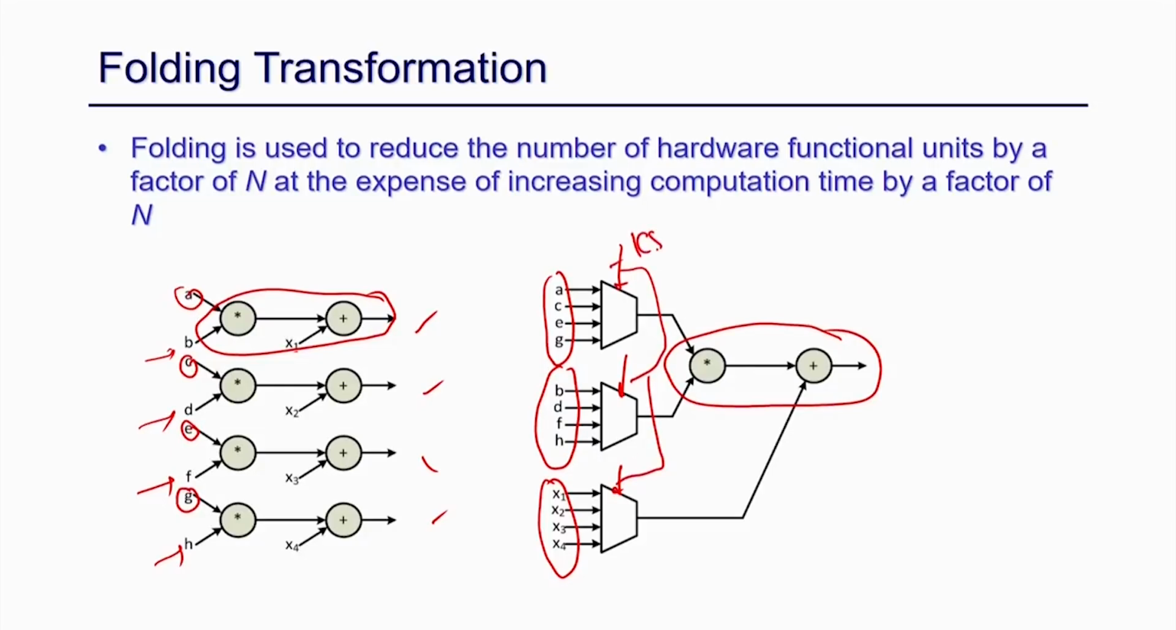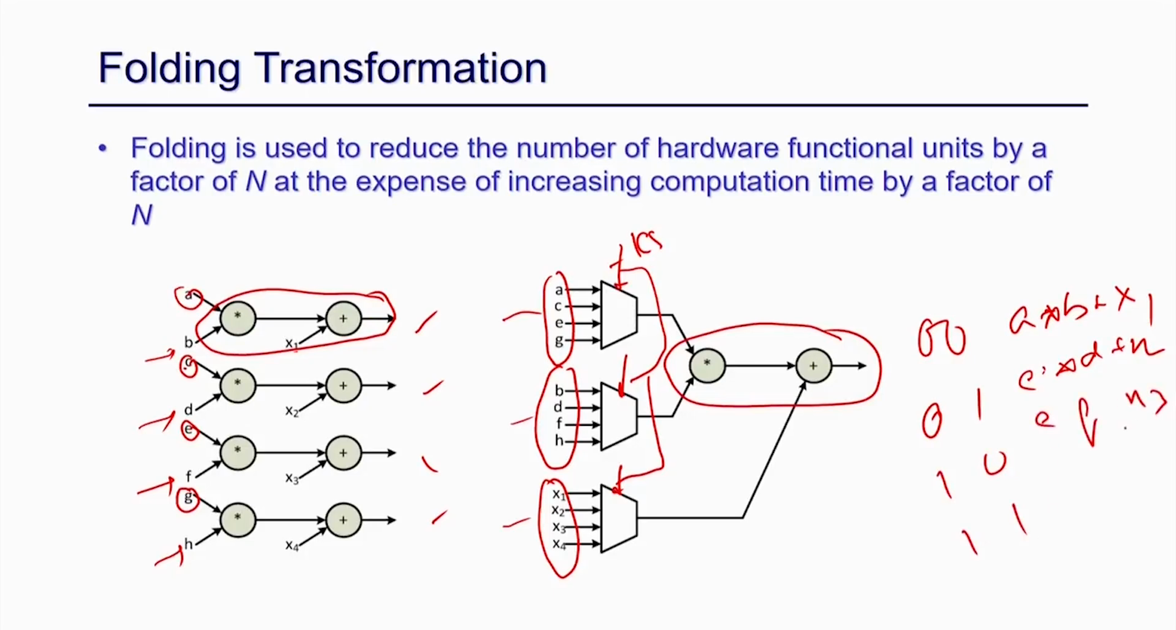So, this is CS, and if it is 0 0, I am going to choose A, B and x1, so that A into B plus x1 is carried out. Then if it is 0 1, I am going to choose C and D and x2, so that C into D plus x2 is carried out. Similarly, for 1 0 and 1 1, I am going to choose E, F and x3, and G, H and x4. So, in 4 clocks I am going to do this.